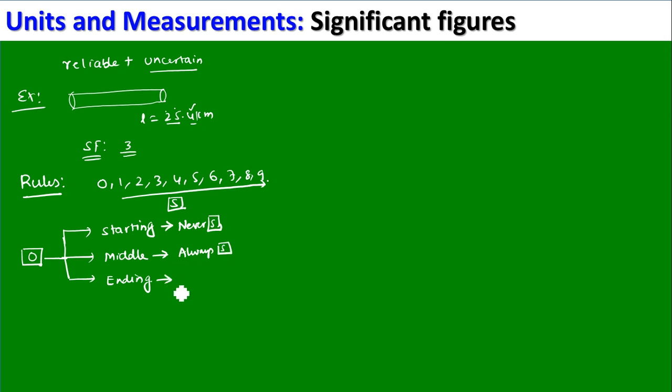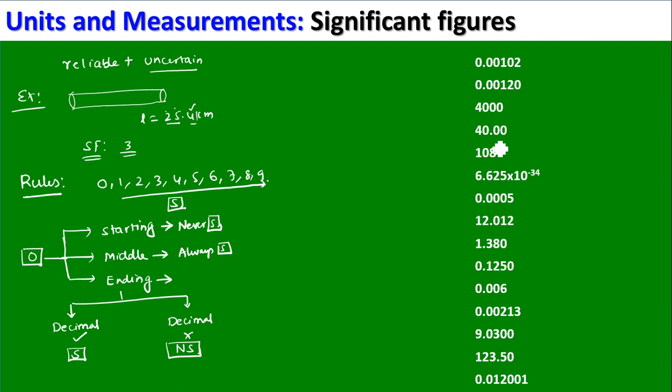Next, for ending zeros we need to see two categories here. The first category is whether a decimal point is there in that number or not. If the decimal point is there, definitely significant. Decimal yes, significant yes. Now if the decimal is not there, then it is not significant. So if you look at some examples, then you will be able to understand these things better. Let us look at them.